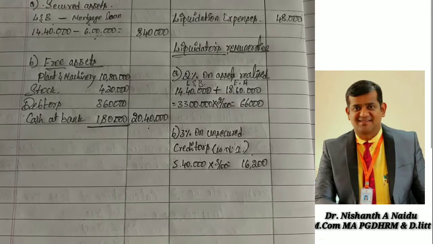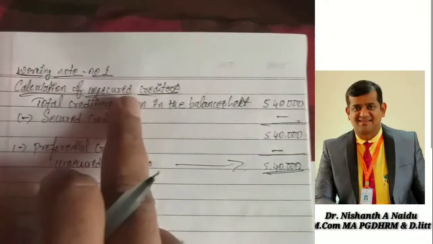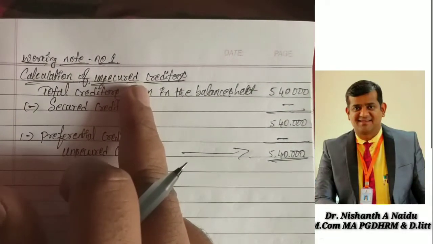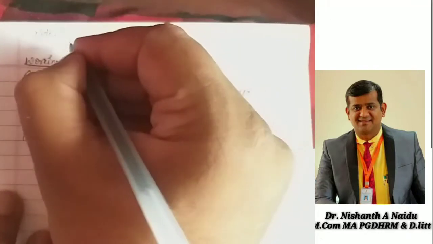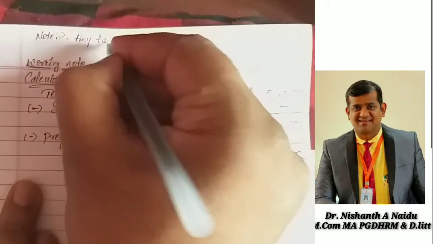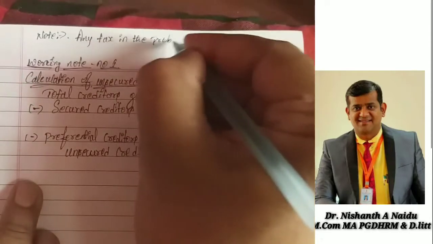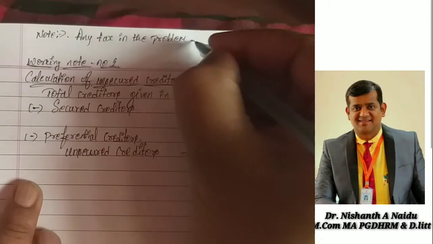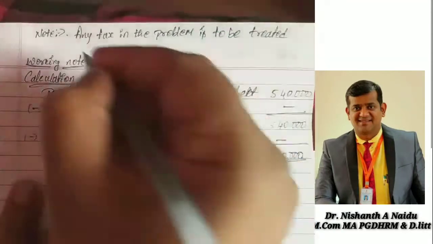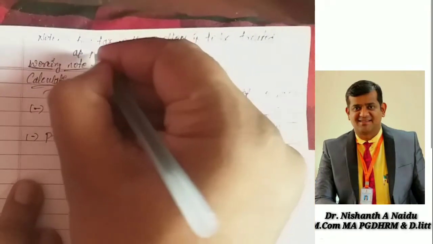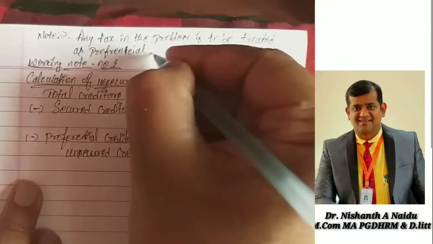So we'll make a note so that you don't get confused. I'm writing the note over here. I just saw income tax on the liability side of the balance sheet. So it is a note to the students: whenever any tax appears in the problem, it is to be treated as preferential creditors.